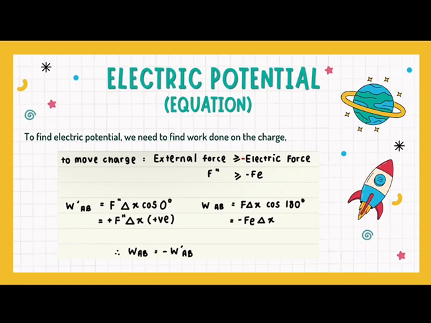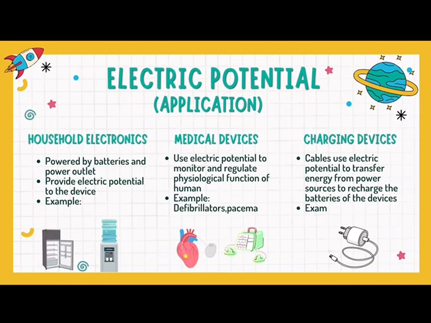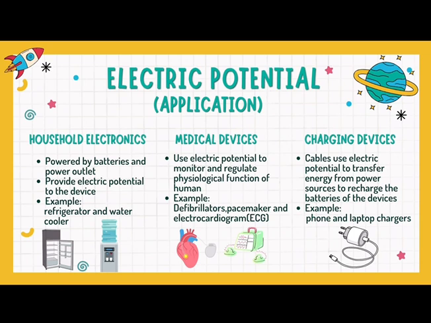And there are a few applications of electric potential in our daily life. First, in household electronics. These household electronics are powered by batteries and power outlets, and that can provide electric potential to the device. For example, refrigerator and water cooler.